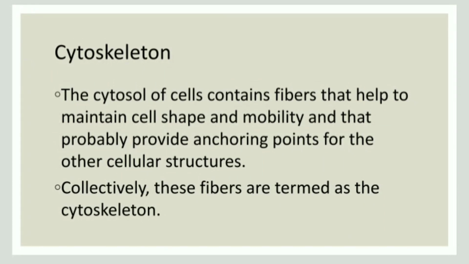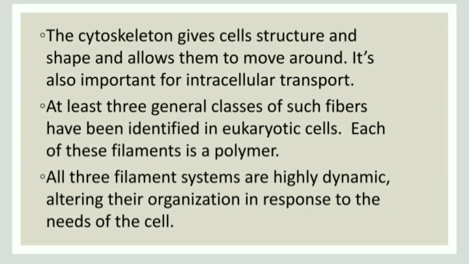So the cytoskeleton provides a cell its shape, mobility, and provides other cellular structures an anchoring point. So the function of a cytoskeleton is to maintain cell shape, mobility, and provide anchoring points. As we discussed earlier, a function of the cytoskeleton is to provide a cell its structure as well as shape. It also allows these cells to move around. Another important function is intracellular transport.